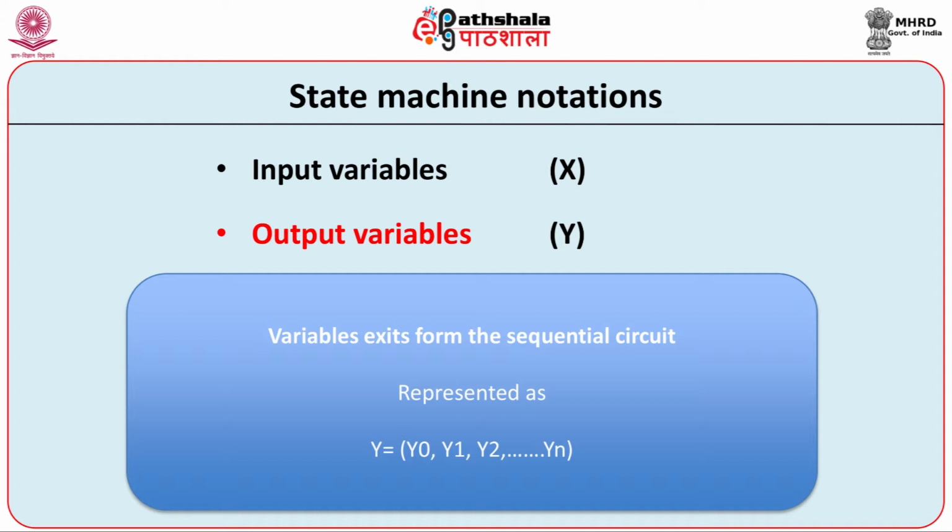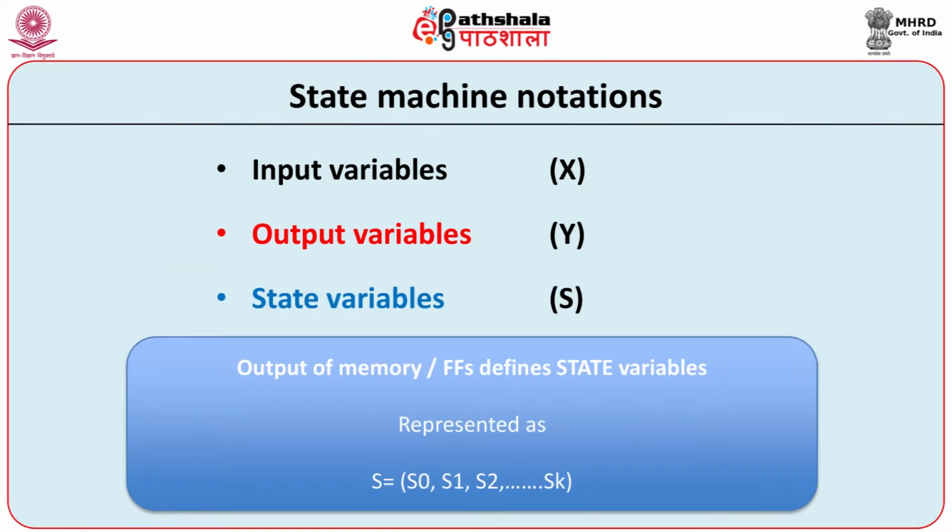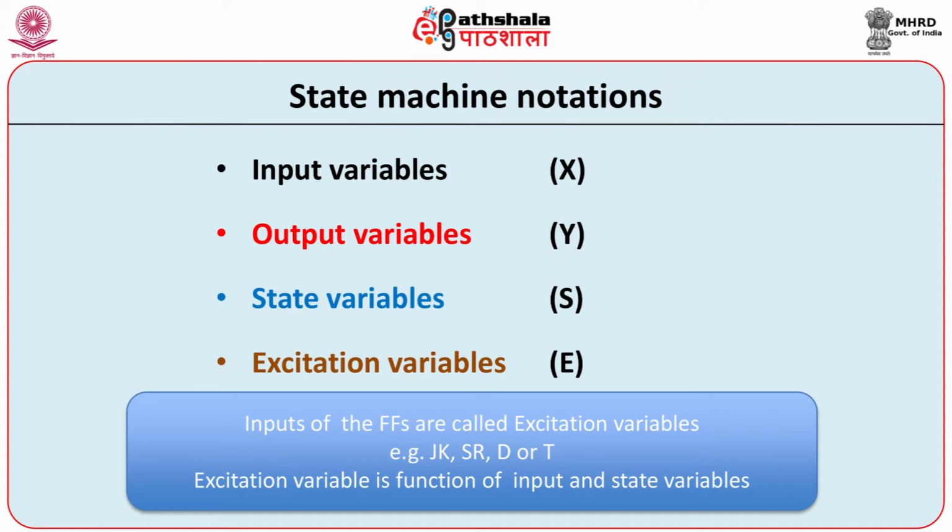Let us now talk about state variable. The output of memory defines the state of the sequential machine. The output of flip flop defines the state variables. There are a finite number of state variables represented as s is equal to s0, s1 up to sk.